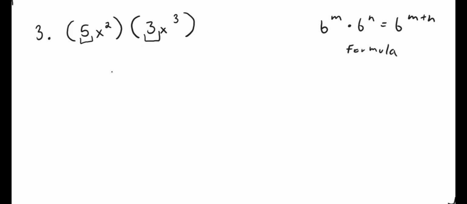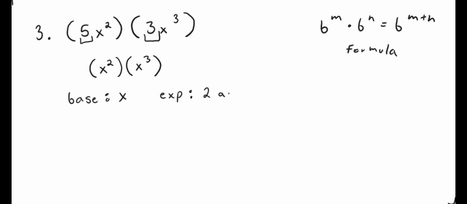If you like, just set them to the side and let's just bring down what we actually do have, which is the x squared times x cubed. Based on what we got, we can clearly see that our base is the x and our exponents, our m and n, are 2 and 3. I do apologize for that.